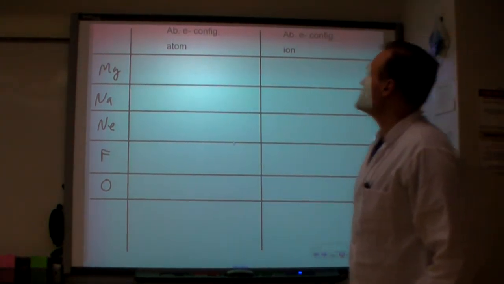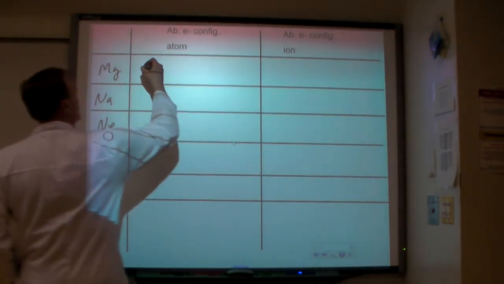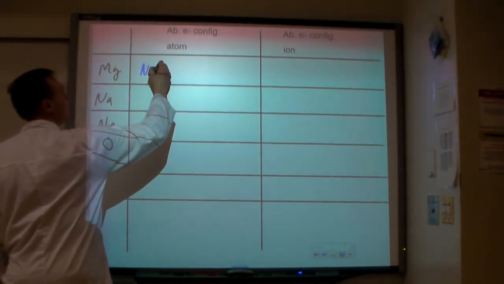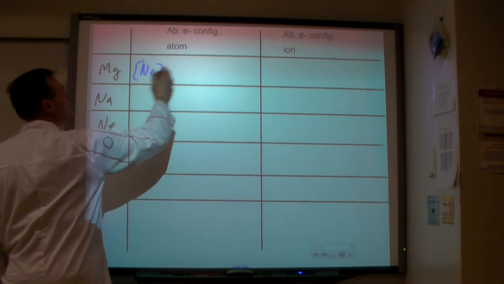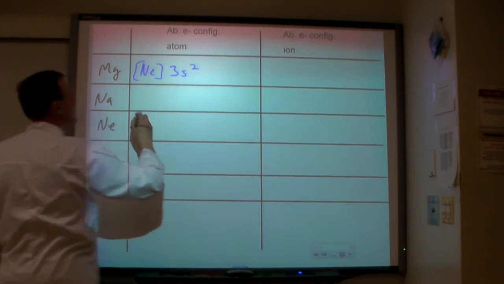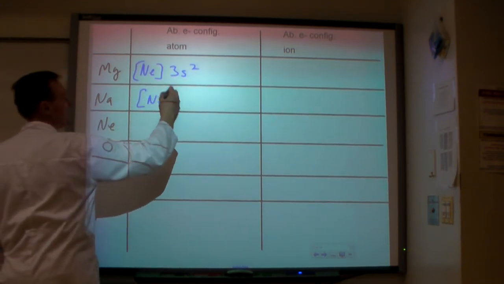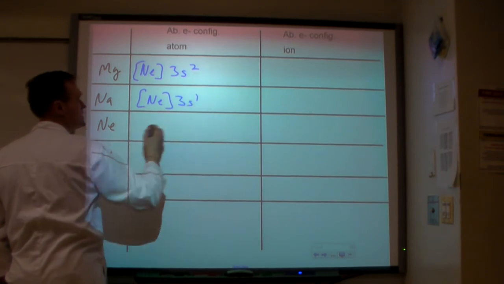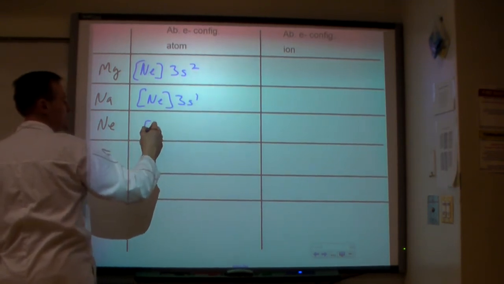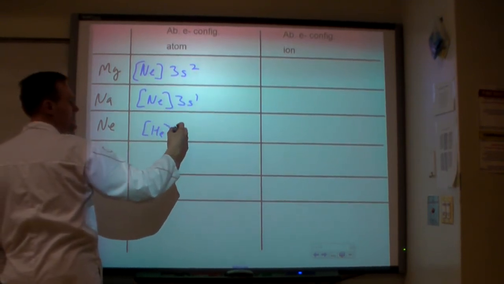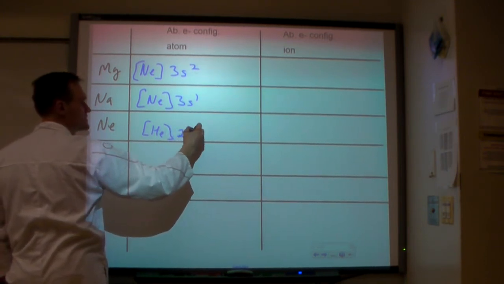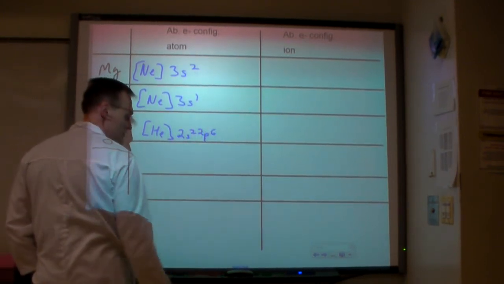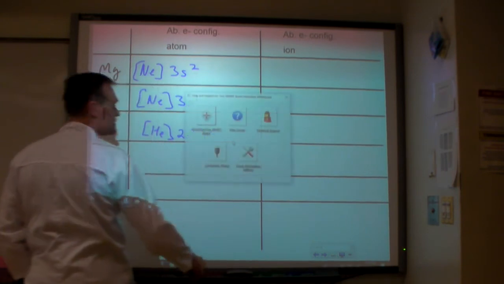So, abbreviated electron configuration for magnesium. What do you have? Ne 3s2. And this would be Ne 3s1. I'm going to go He, 2s2, 2p6. You don't have to do it that way. I've chosen to do it that way.